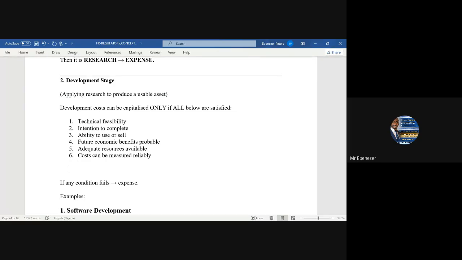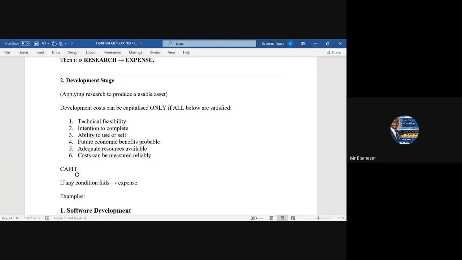So I have an acronym for it. That is, I call it CAVIT. This is what I call it. CAVIT, please don't forget. CAVIT. C stands for the cost and reliability measure. A stands for ability to use. F stands for future economic benefit. I stands for intention. T stands for technical ability.